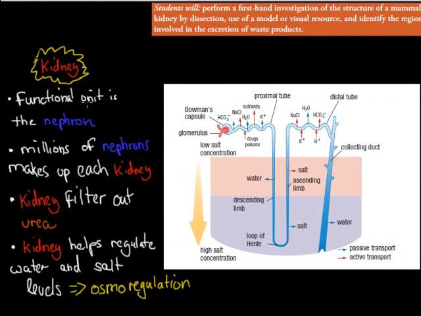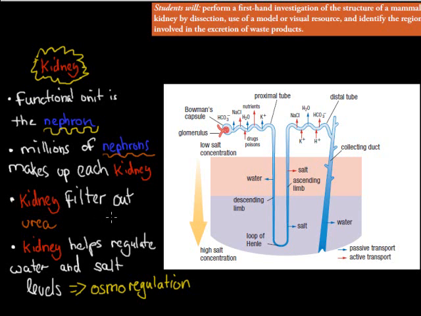A functional unit of the kidney was the nephron. So that word nephron was the functional unit. So basically, the cell of the kidney was the nephron. The kidney itself is made up of millions of nephrons. So more or less, the only thing that is important when it comes to the kidney are these nephrons.